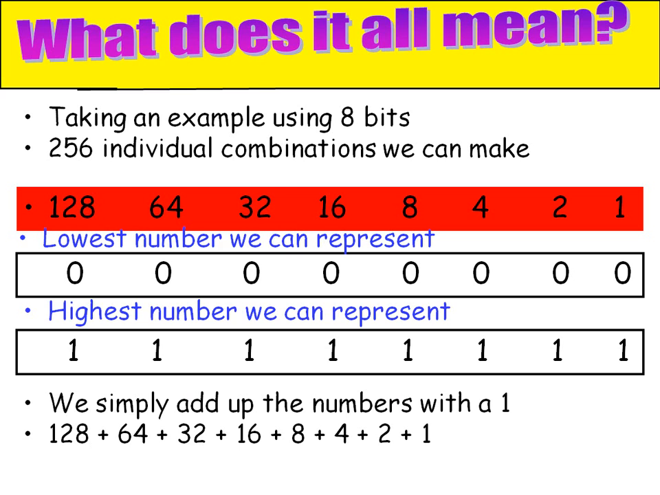But there's 256 individual combinations we can make, which is also important. And the reason there's 256 is because we need to remember we start at 0. So 0 to 1, to 2, to 3, to 4, to 5, you count all the way up, there's 256 different numbers that you can represent.